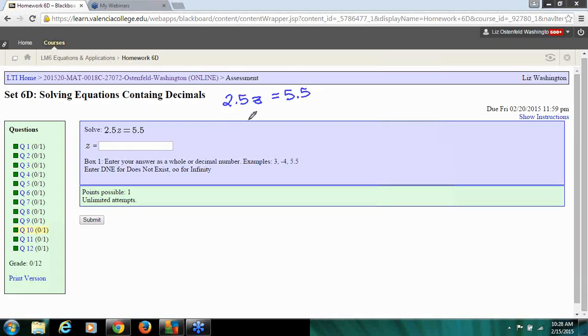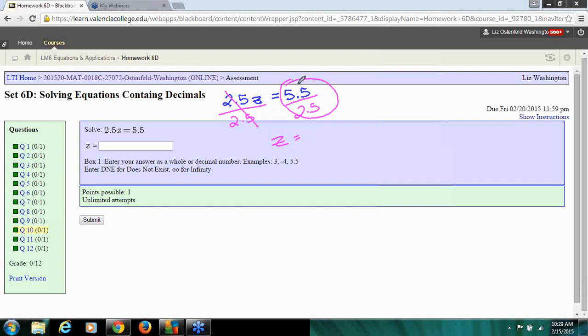Okay, so in this problem, it only takes one step to solve this equation. You can see this is number 10, so this is considered one of the more difficult ones technically, and it's really not. It's just knowing how to divide by decimals. So right here, in order to get the z by itself, what I need to do is divide by 2.5, okay? Which crosses that out, which is great, which leaves my variable alone.